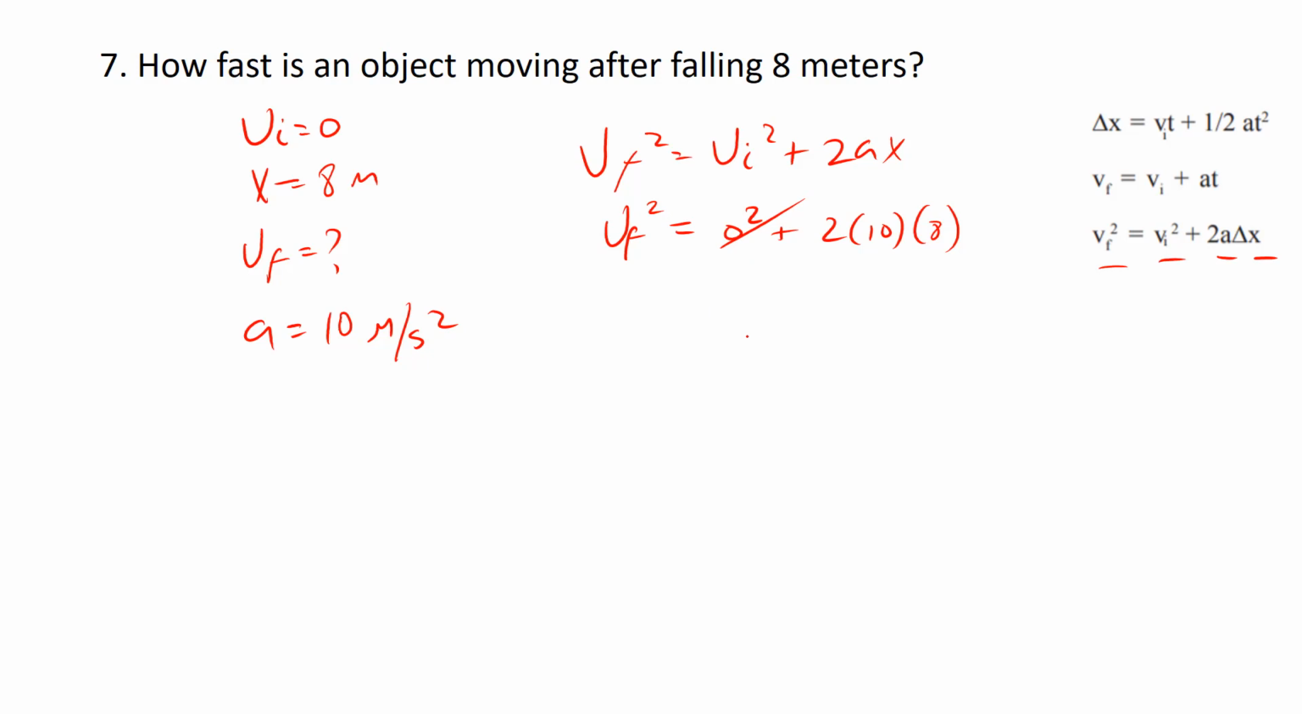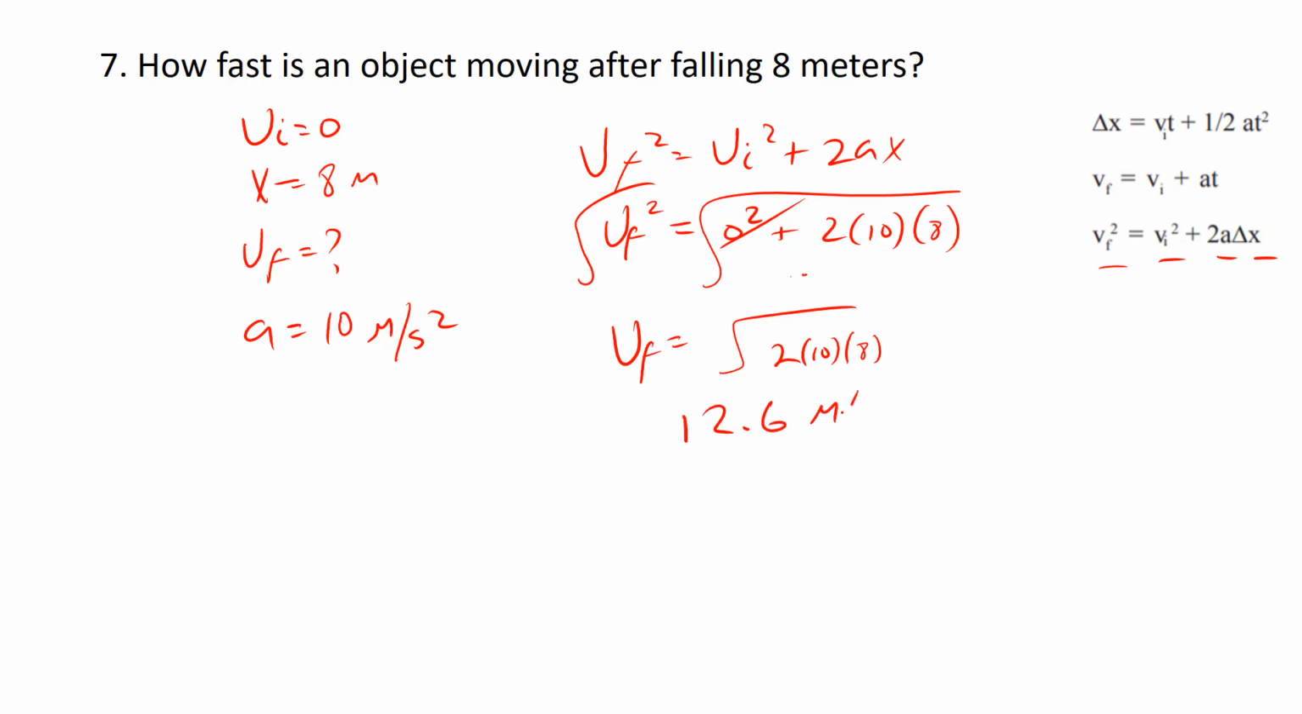And so that's going to cancel out. And so you're going to have VF equals, I'm going to have to take the square root of both sides. And so the square root of 2 times 10 times 8 ends up being 12.64. So let's go ahead and go with 12.6 meters per second.